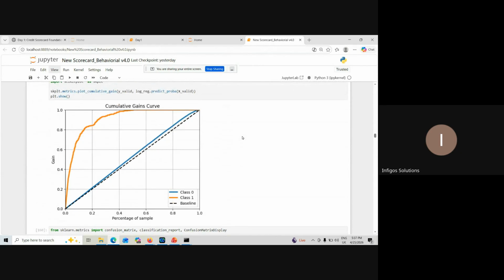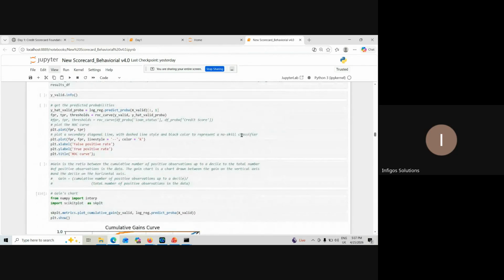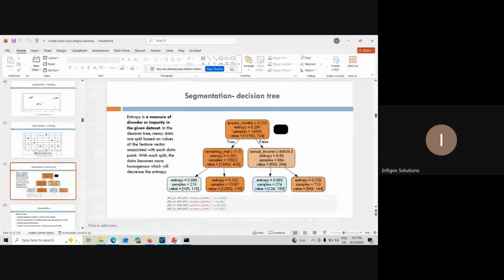we have a beautiful gain curve. What is AUC? AUC is also good. I'll run it and show you one by one tomorrow.